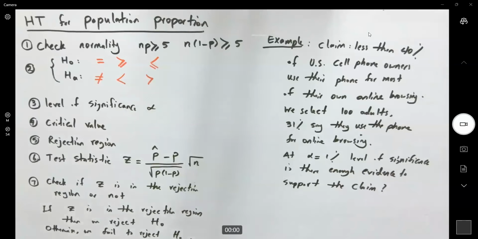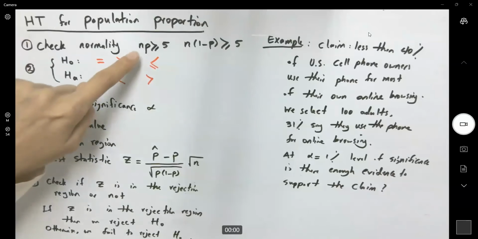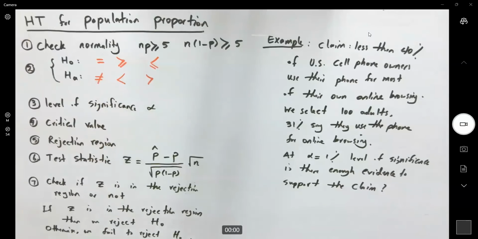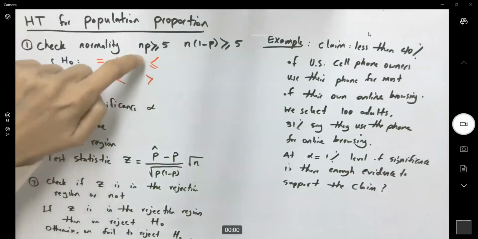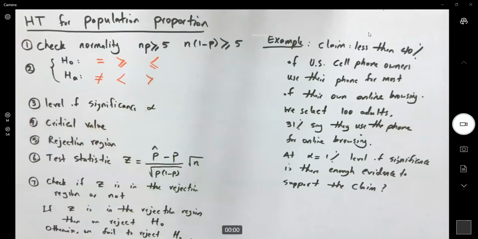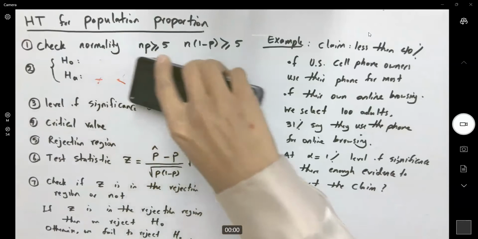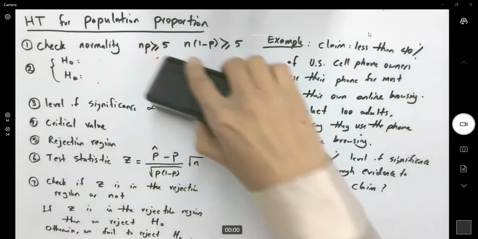Well, we are the statistician. We know how to deal with hypothesis testing. We need to follow the steps. Our very first step is to check to see if N times P is larger than or equal to 5. So we need to find N, and we need to find P.